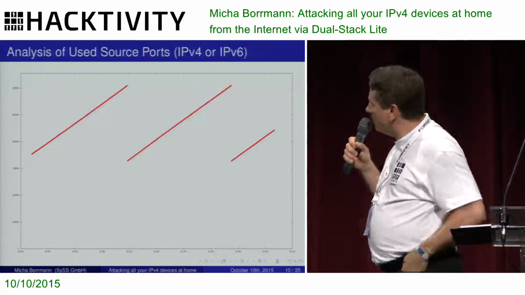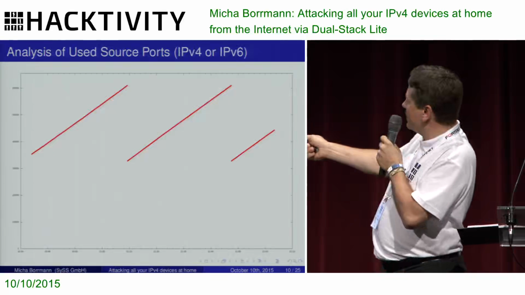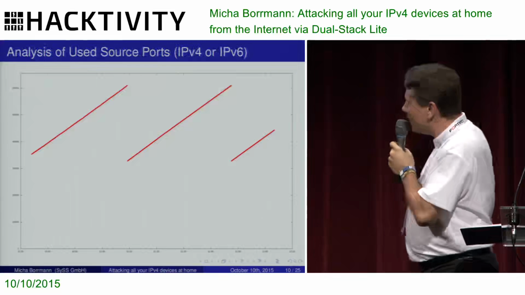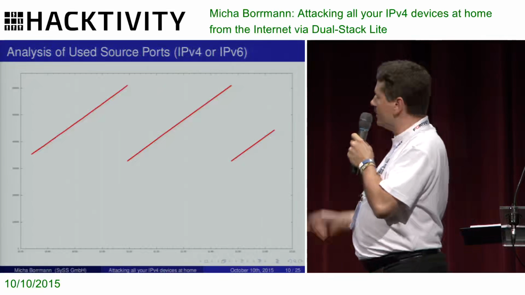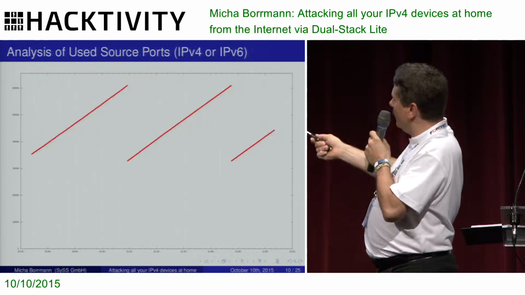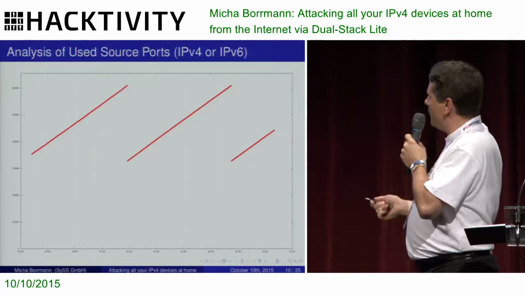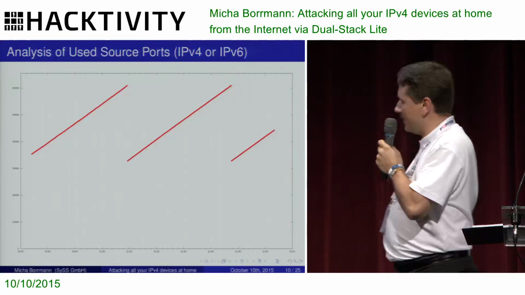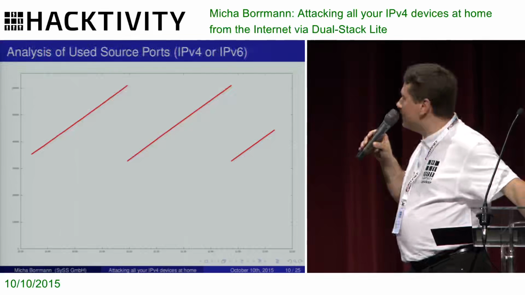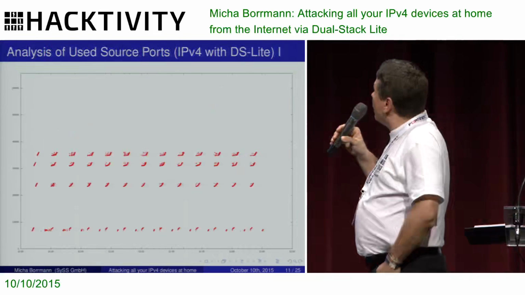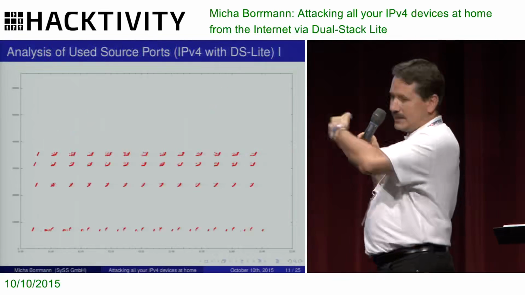Yeah, that's traditional, simple, incremental. It depends on your operating system, how it works in detail. There's no source port randomization here, but on a usual operating system, it's simple incremental. If it reaches 65,536, it goes back to half and starts again to increase, with IPv6 and IPv4. With IPv4 with Dual Stack Lite, it looks totally different. That's one example.